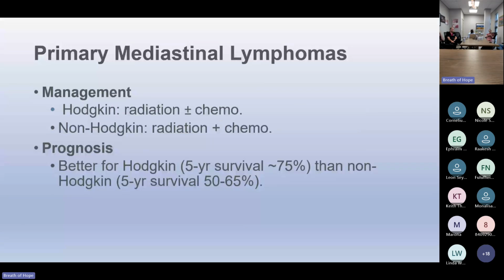For primary mediastinal lymphomas, management for Hodgkin is radiation and chemo, and they tend to respond quite very well. Non-Hodgkin is also radiation and chemo. Prognosis is better for Hodgkin, with a 5-year survival of 75%, than non-Hodgkin, where the 5-year survival is 50 to 60%.